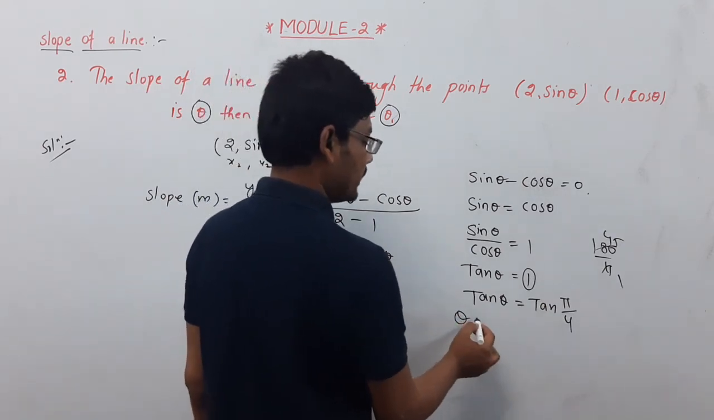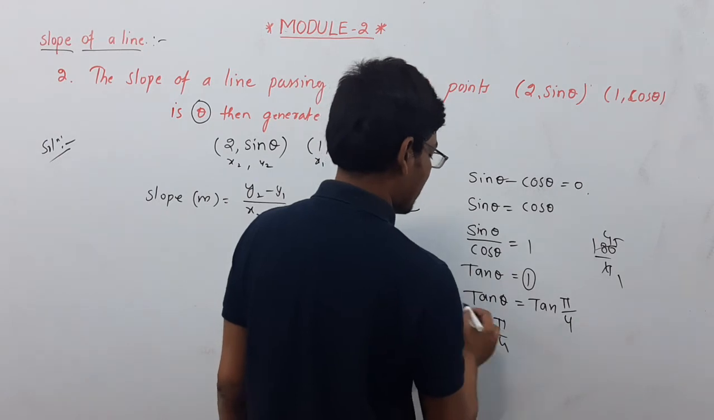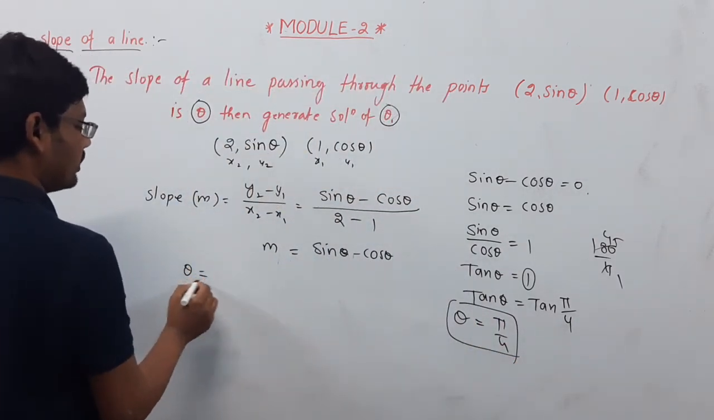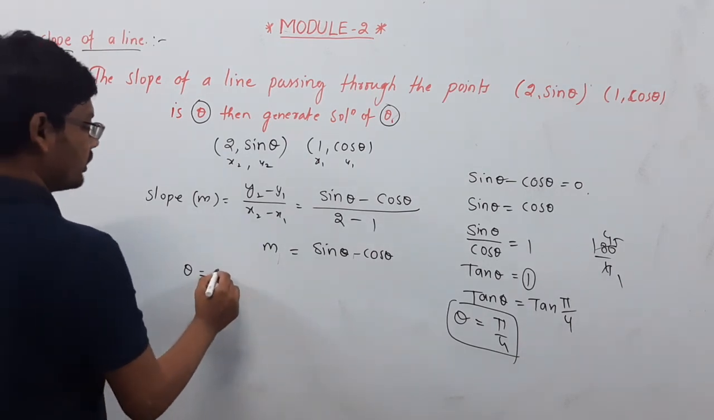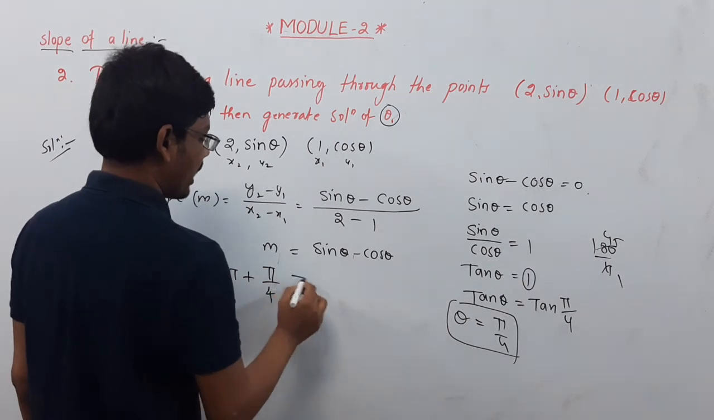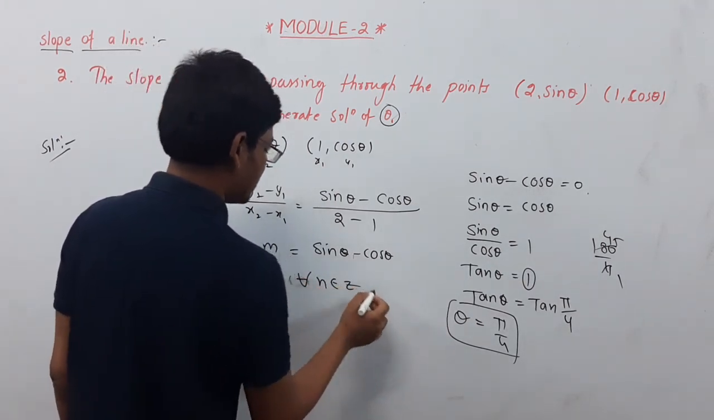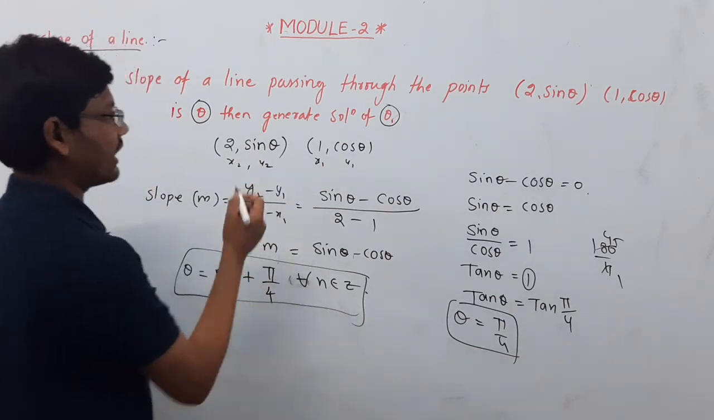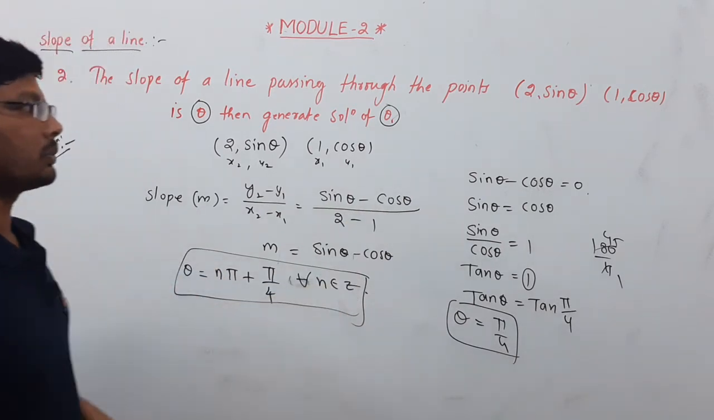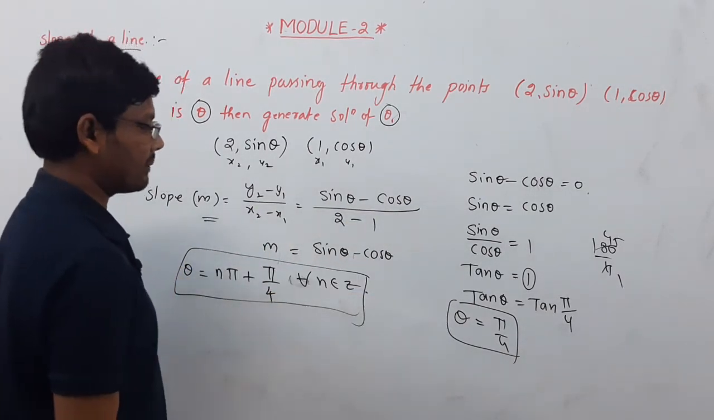So if you compare tan theta is equal to tan pi by 4, theta will be pi by 4. The solution of this is here, theta is equal to n pi plus pi by 4 for all n belongs to Z. This is the solution of theta when a line is passing through these points here. The slope of this is equal to tan theta is equal to tan pi by 4.